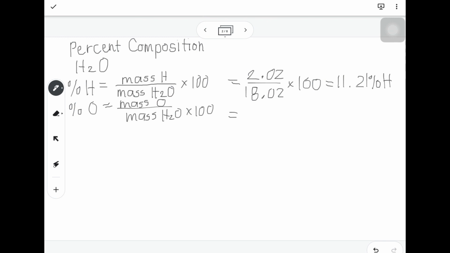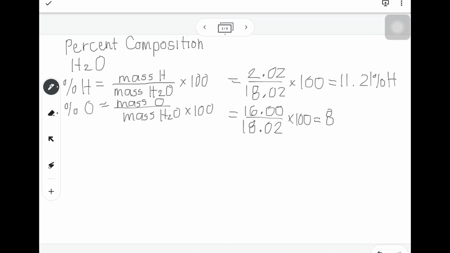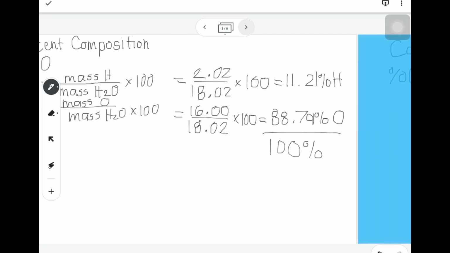Next is oxygen. Percentage of oxygen equals mass of oxygen over mass of water. Mass of oxygen is 16, and the mass of water is 18.02. We multiply by 100, and we get 88.79% oxygen. Always remember that we need to add up the percentages of all the elements in a compound. They must add up to 100%.